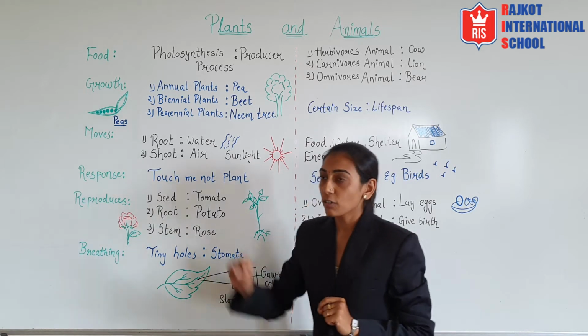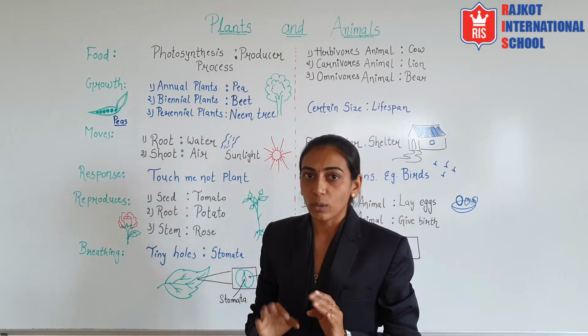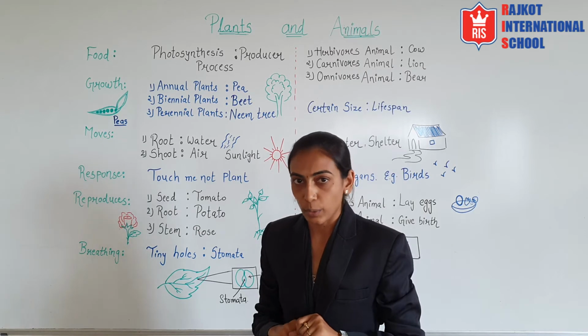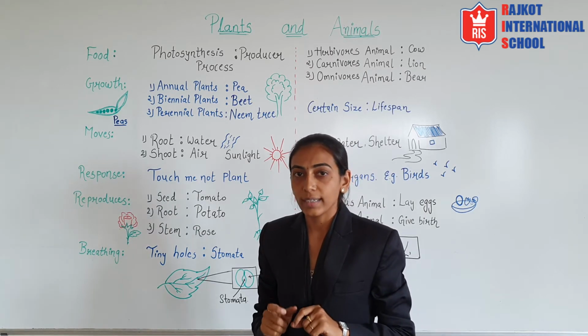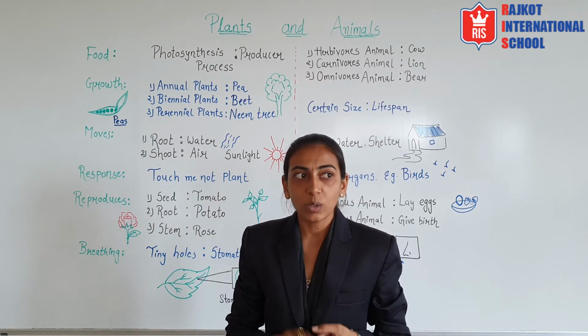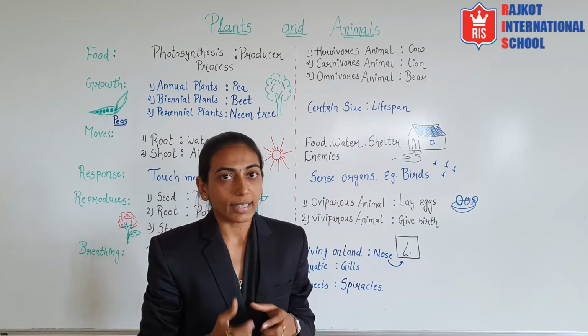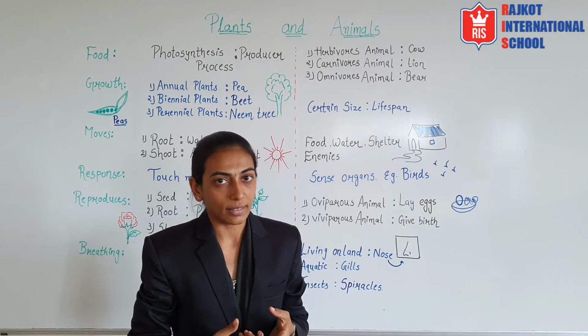First difference is food. We all know that plants produce their own food through the photosynthesis process. That's why we call them producers. Whereas animals are called consumers, because they are directly or indirectly dependent on other things.